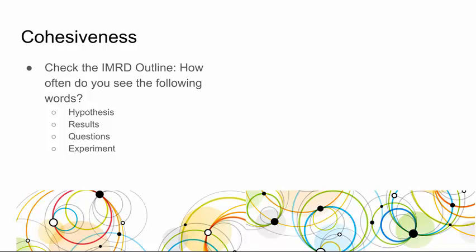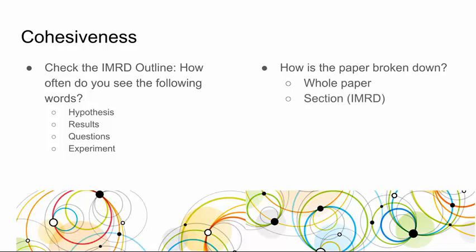So another thing, when we're thinking about cohesiveness, how is the paper broken down? What are the different parts? We've got the whole paper, and then what comes next? IMRD. Yes, so the different sections. So yeah, we've got the IMRD, and then what's within each section? What are the units within each section? Within the introduction, what's the next way you would break it down?